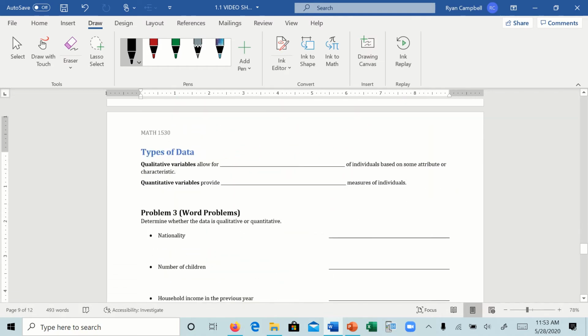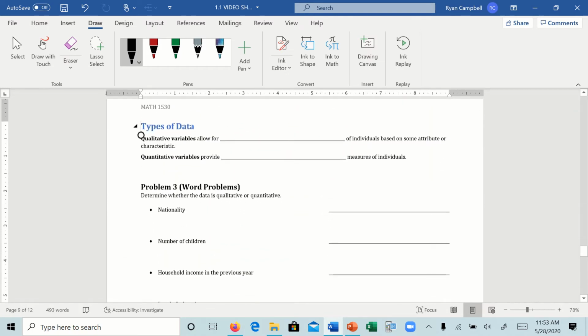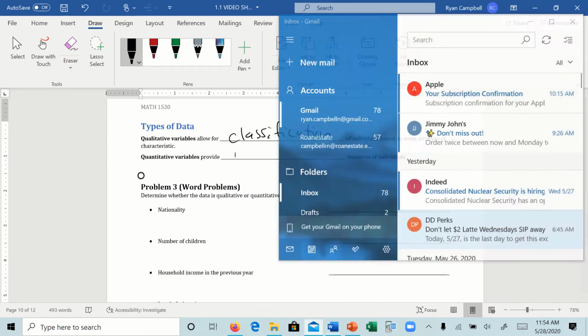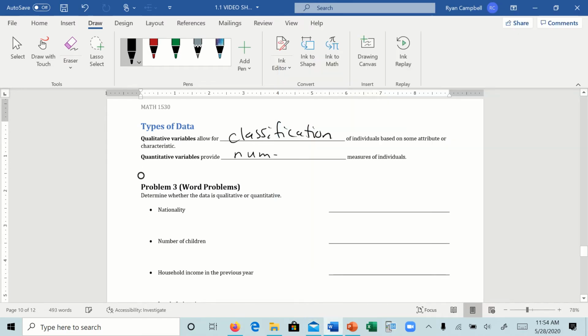All right. Let's get down to some more vocabulary. So there are two types of data. Qualitative data allows for classification, and quantitative data is for numbers. So if it's a category, it's qualitative data. If it's measured by numbers, then it is quantitative data.